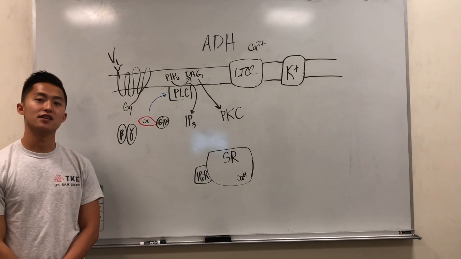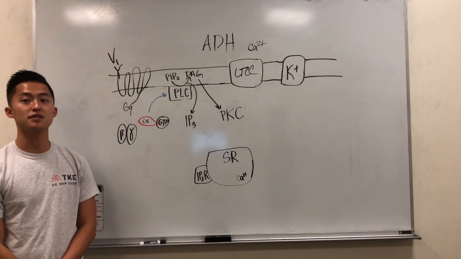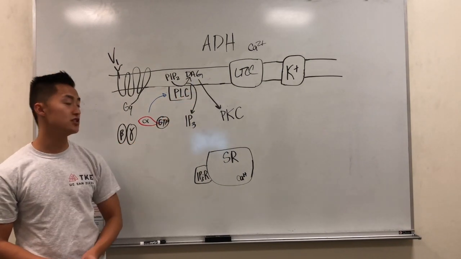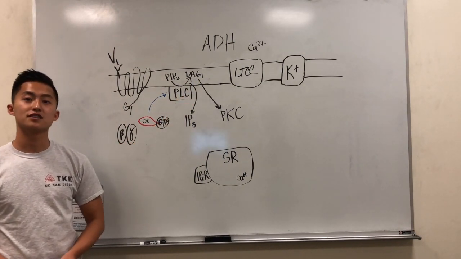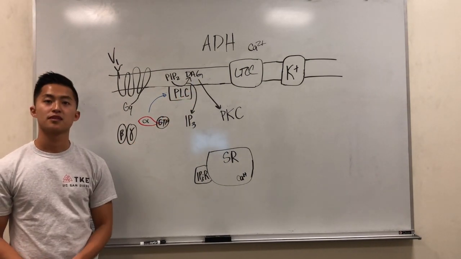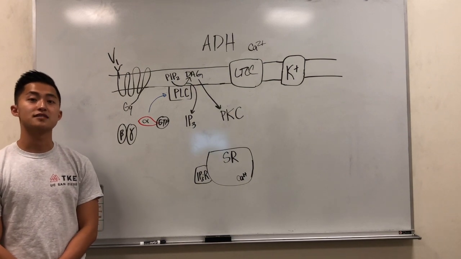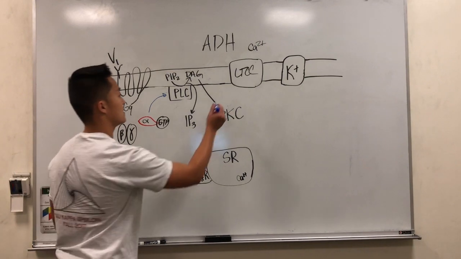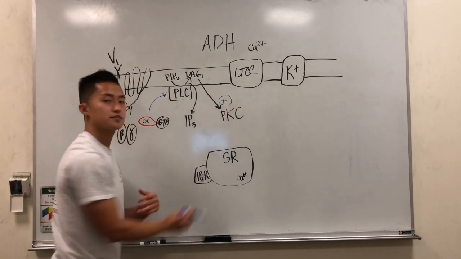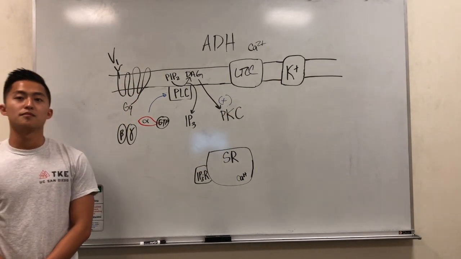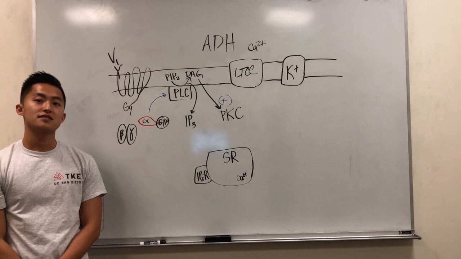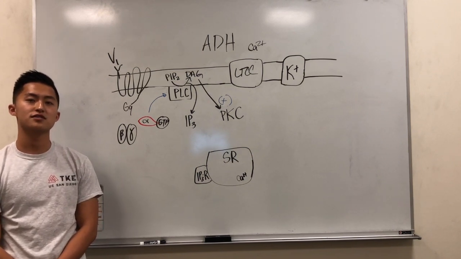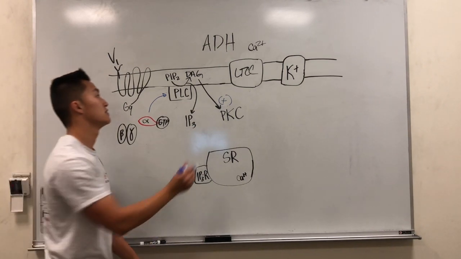When PLC is activated, it hydrolyzes and splits PIP2 into two secondary messengers, diacylglycerol, or DAG, and inositol triphosphate, or IP3. DAG is fat soluble, and it stays in the membrane and will later increase protein kinase C activity. PKC phosphorylates and activates the L-type calcium channels, which allow calcium influx from the extracellular fluid into the cytosol.